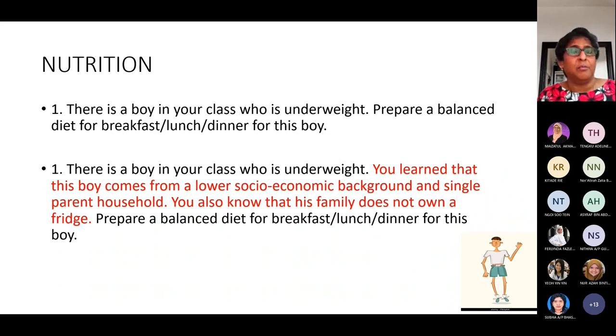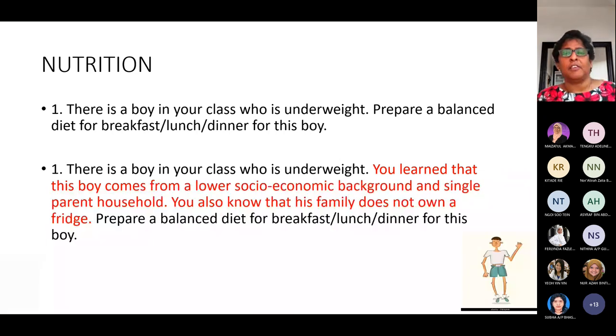Single parent household. So the parent will definitely have to be working. Okay, so there's a lot of thinking going on to create a menu for a child. And I also believe it's so easy to prepare a question, but do not overwhelm the students with your answer. So if in this case, once you put in all the socioeconomic background, maybe you just want the students to prepare a balanced diet for lunch.